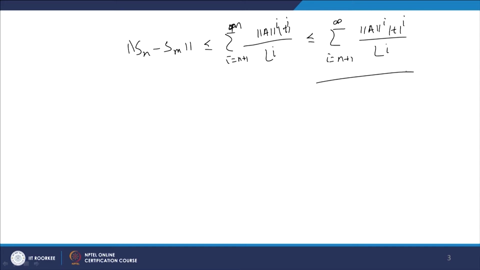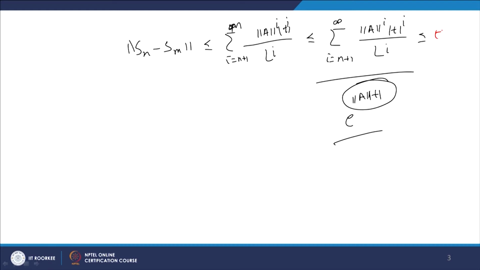Now, if you look at this, norm of a is a particular number, so this is nothing but the tail of e to the power norm of a modulus t. We already know that for fixed t this is a convergent series. So, if it is a tail of this convergent series, then as n tends to infinity, this tends to 0. So, it means that as n is very large, this can be made arbitrarily small, right.